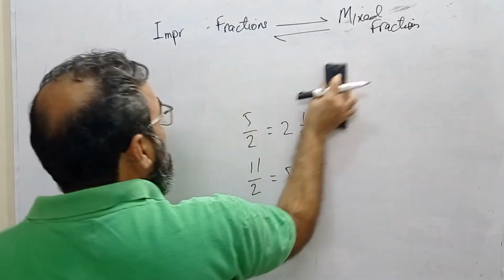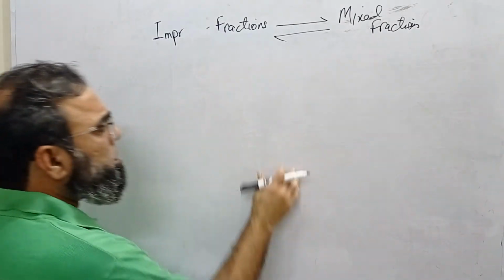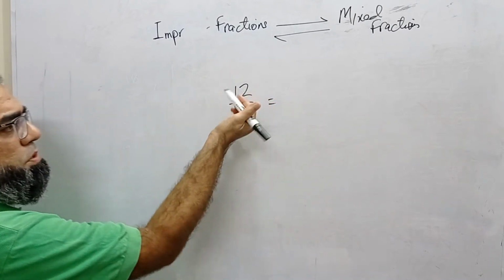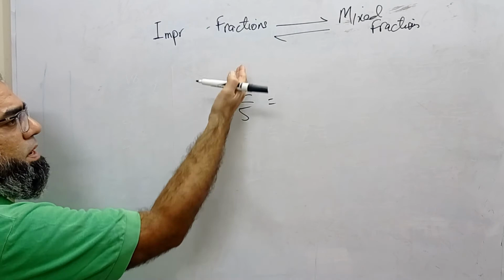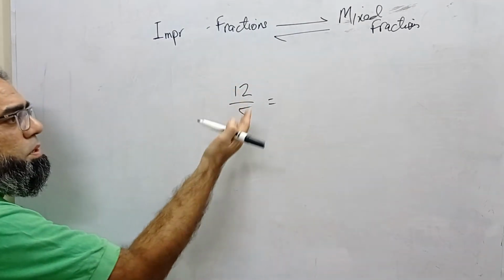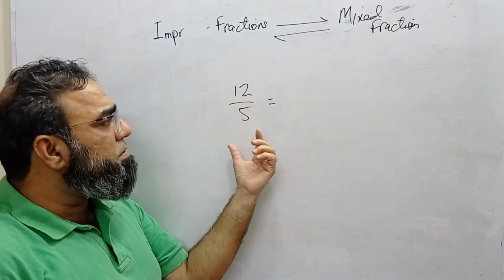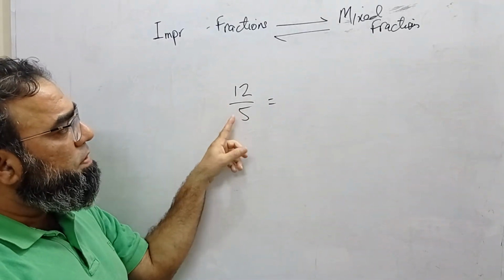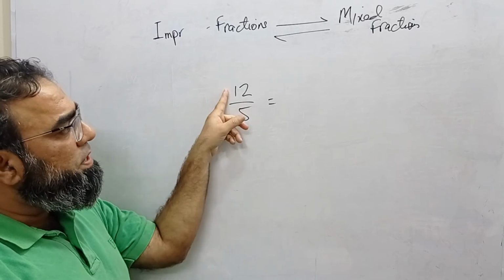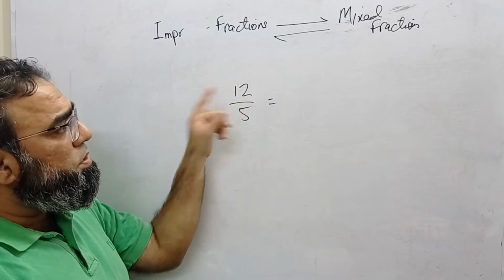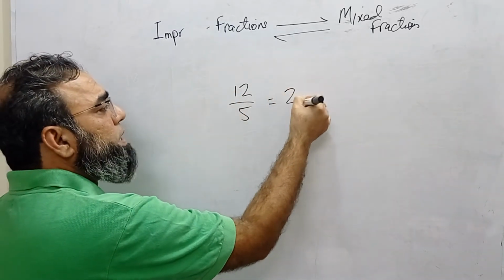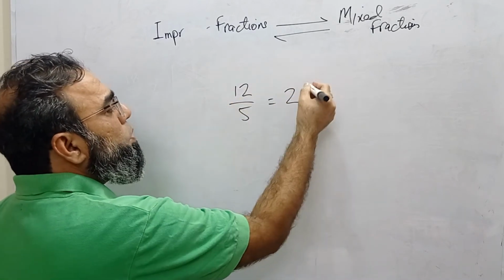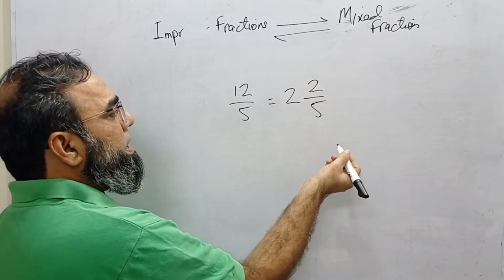Now let's suppose we have 12 over 5, okay? So 12 is not there in the table of 5. So the result, if you simplify this, has to be a mixed fraction. So 5 1 times is 5, 5 2 times is 10, and 5 3 times is 15. 15 is more than 12, so I'll keep it up to 2. 5 2 times is 10, okay? So how much more do we need here? 2. This is 2 whole 2 over 5, okay?